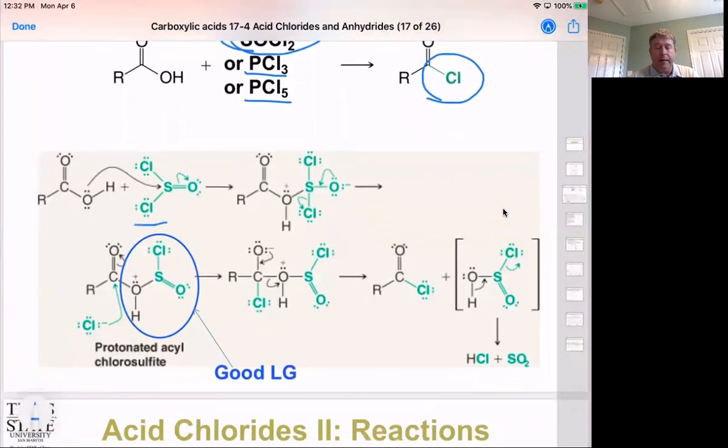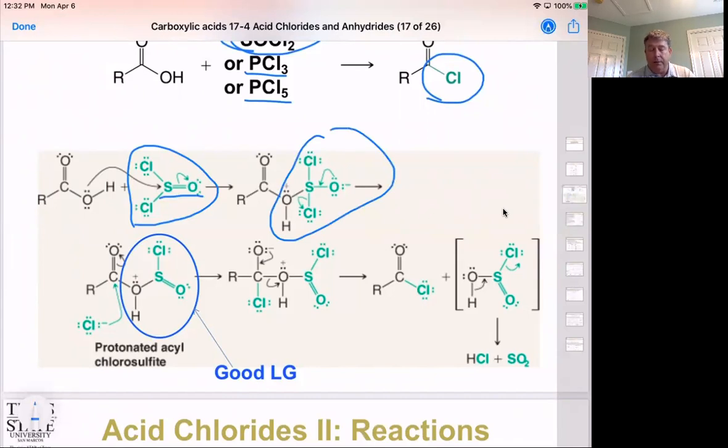So thionyl chloride is this compound right here. You can imagine this is a sulfur carbonyl-based compound with these chlorides, so it itself would be like a sulfur analog to a carboxylic acid chloride. And so we have attack by the electrons of the carboxylic acid on the partially positive sulfur, giving us our intermediate compound right here, which is our chlorosulfite compound.